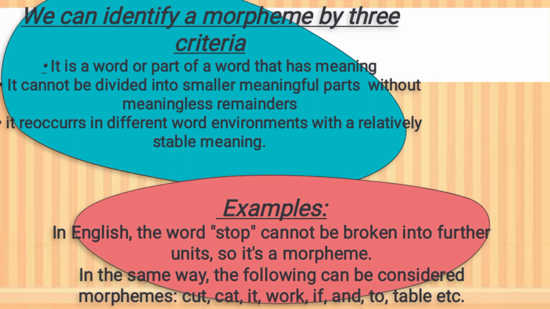Below are some examples of morphemes. In English, the word stop cannot be broken into further units, so it is a morpheme. In the same way, the following can be considered as morphemes: cats, it, work, if, and, to, and the likes are all examples of morphemes.